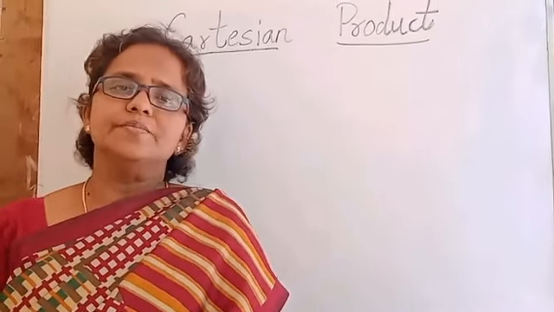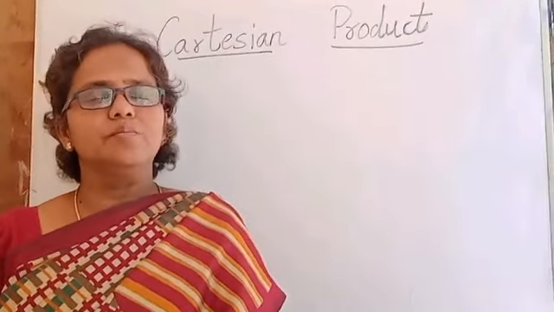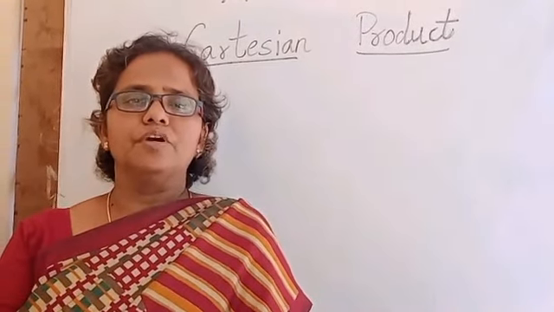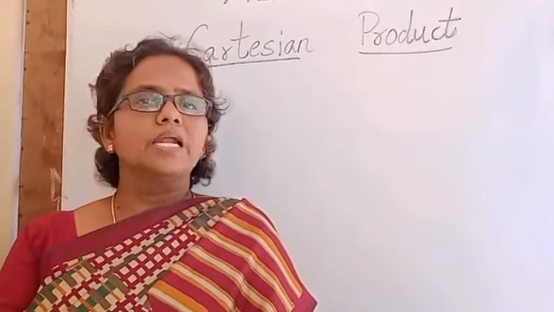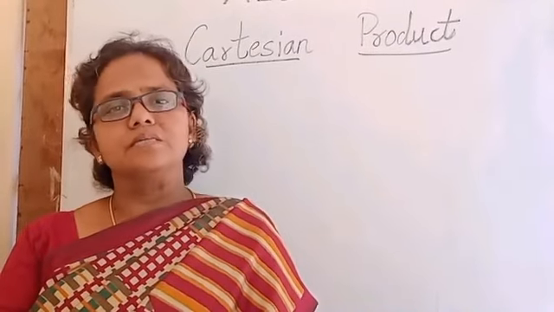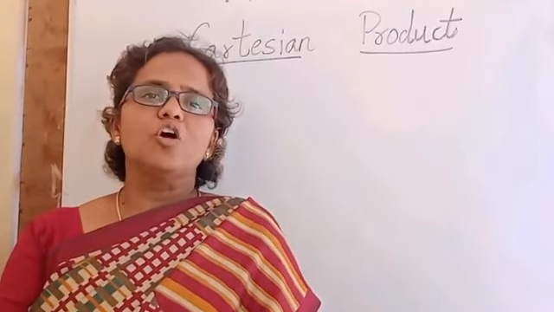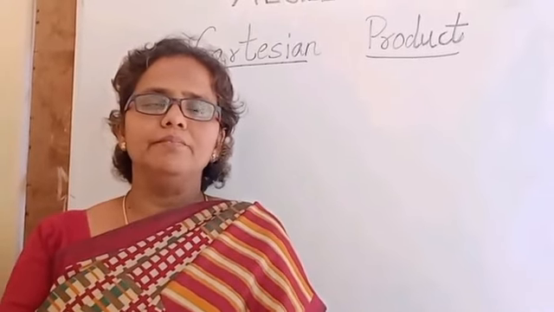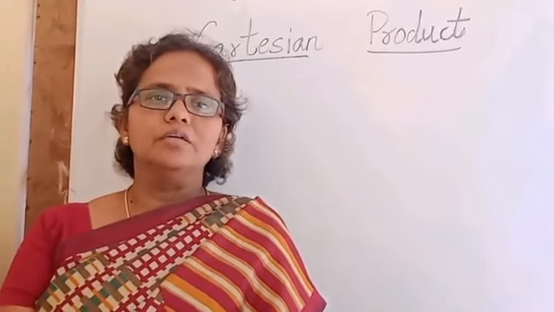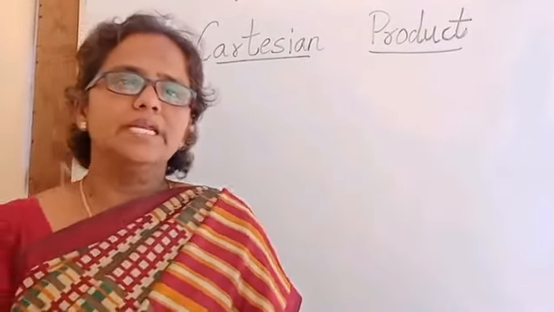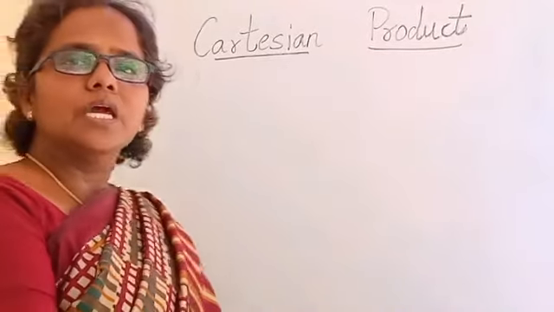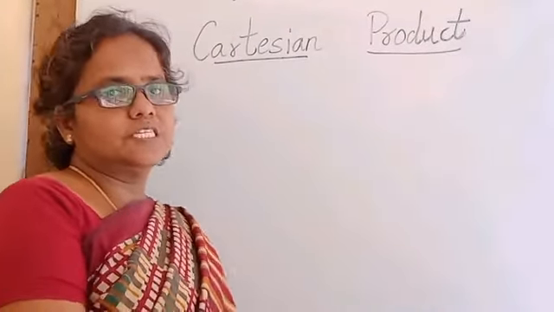Good afternoon, students. Today we'll see something about Cartesian products. Now I'll define what a Cartesian product of a set is. The Cartesian product of two non-empty sets is a set of ordered pairs. I'll show you an example, and later on we'll understand how this Cartesian product is going to be used in relations and functions.